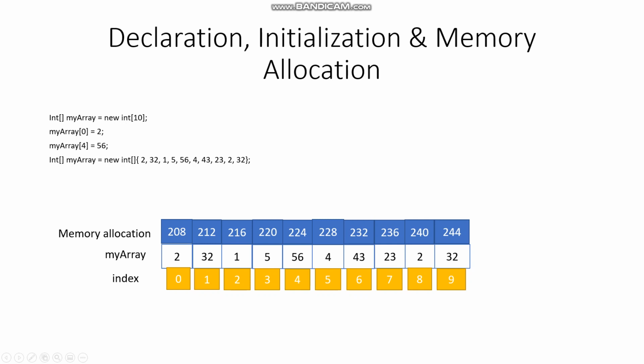So my array at 0, I just want it to be 2, and voila, it is 2. My array at index 4, I want it to be 56, and it stores 56 in that memory space.